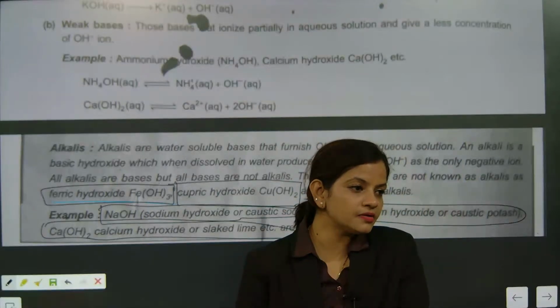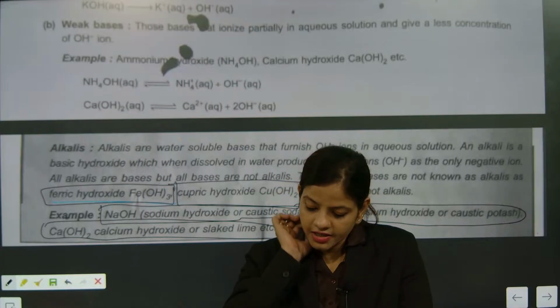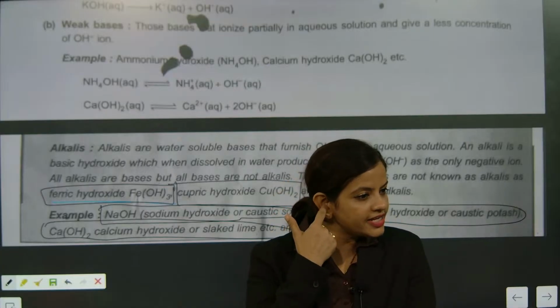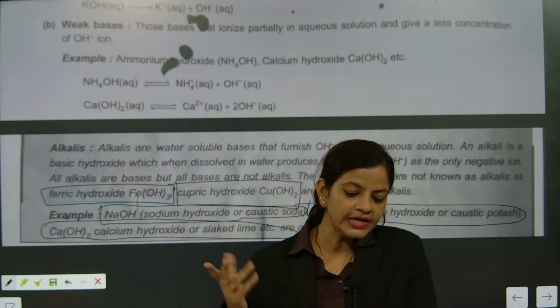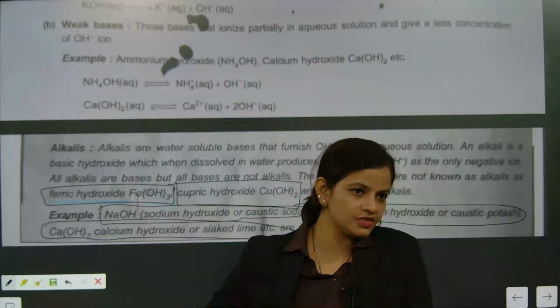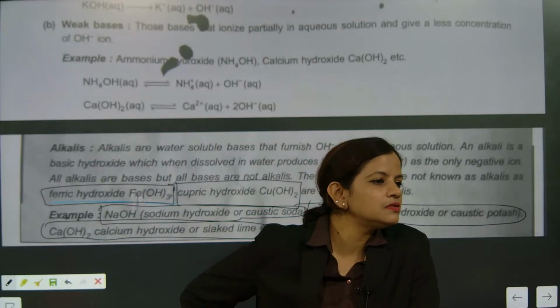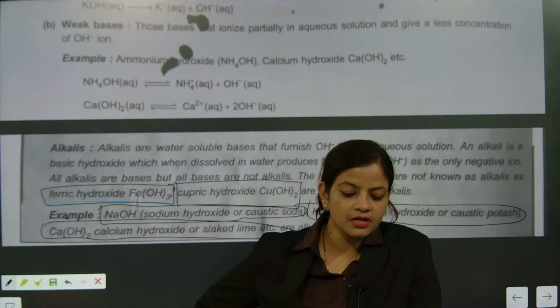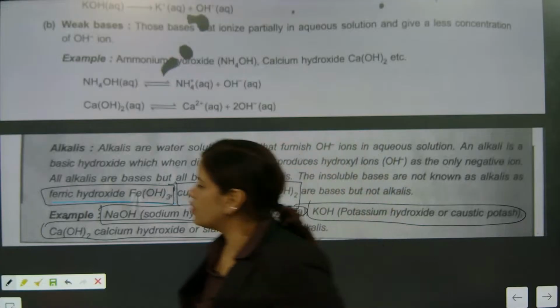Did you understand that? So what are alkalis, what are bases? Did you understand nicely, beta? If somebody asks you to differentiate, we can easily explain the difference. All the alkalis are bases, but all the bases are not alkalis. Very good. Now we'll go for the next one.